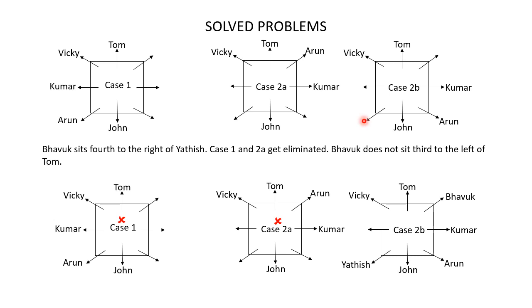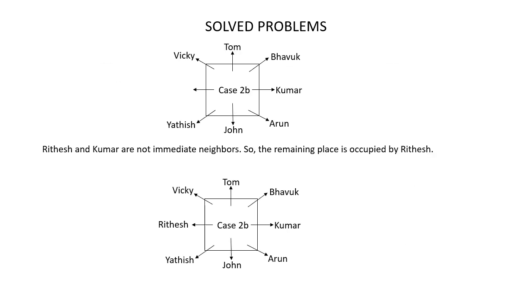So clearly the only place remaining for Yatish is this place. So mark Yatish in this position. So fourth to the right of Yatish will be 1, 2, 3, 4, this position. Mark Bhavuk in this position. So this is the seating arrangement in 2B. So this is the seating arrangement as of now in case 2B.